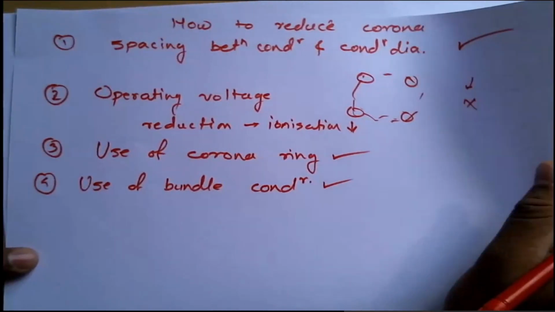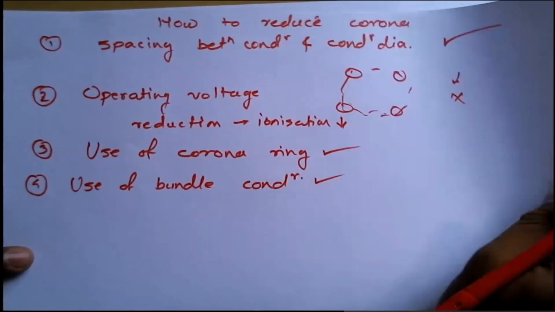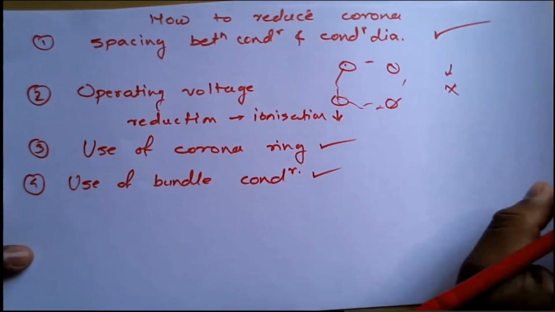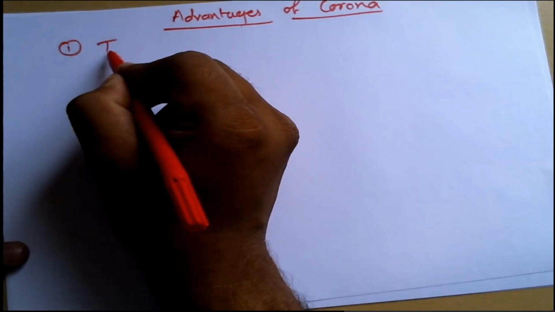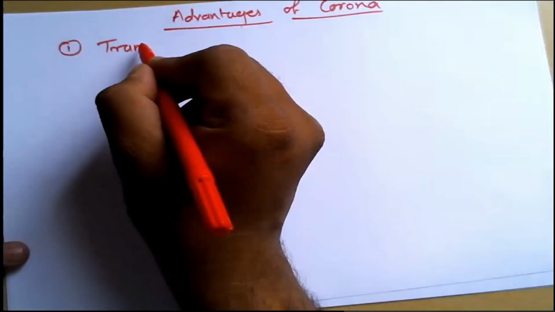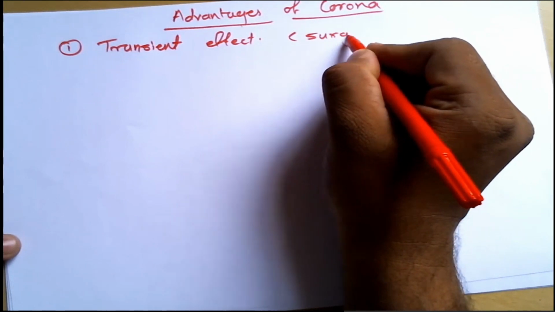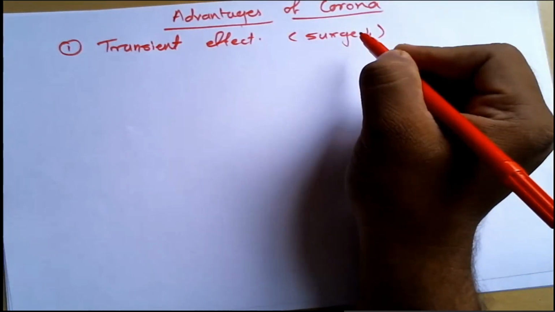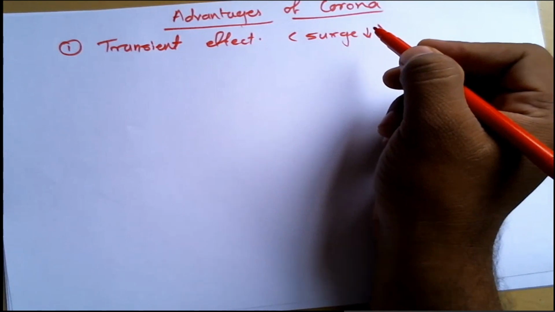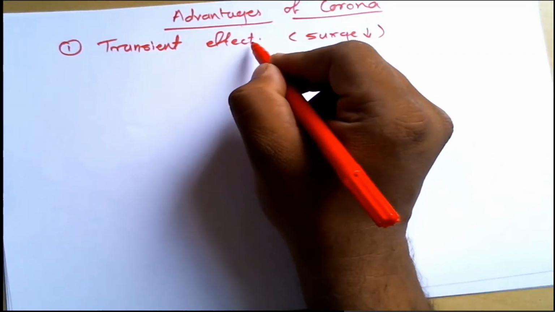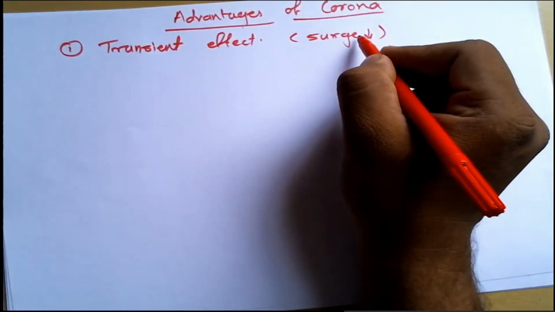Again, we are seeing corona loss. Does this corona have any advantage? The advantage of corona is that it reduces the transient effect. So what exactly is the transient effect? Due to some switching condition, transient means overcurrent, and lightning can cause transients to occur. So this corona causes a reduction in transient effect, that is, a reduction in surge on the conductor.